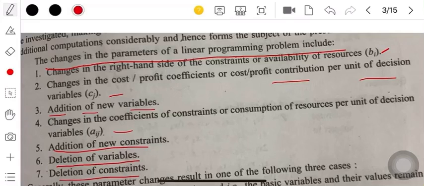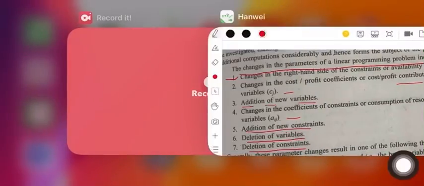So these are the various cases which need to be considered in sensitivity analysis. But today in the class we are going to take only the first case, meaning change in the right hand side of the constraint or availability of the resource b_i.